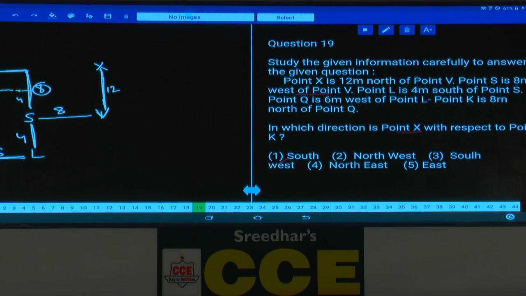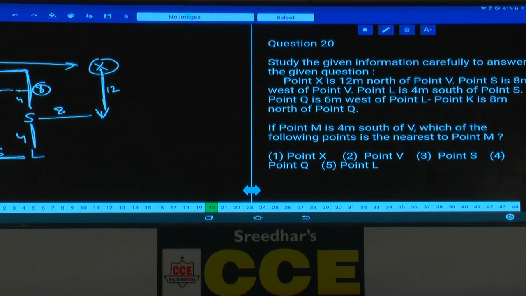18th, one choice 1. 19. In which direction is point X with respect to point K? K is here and X is here. Now what is the direction here? Now this is north and this is east. North and east, northeast, choice 4.